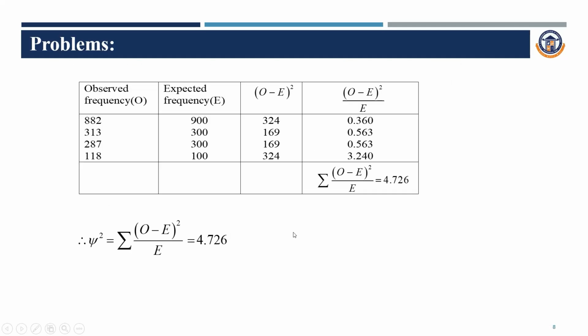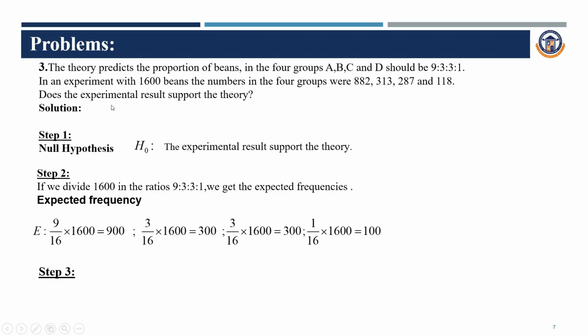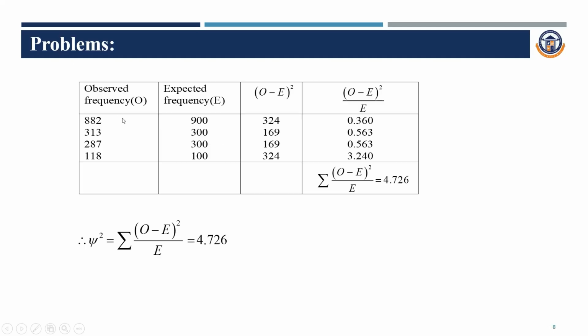Now we move to step 3. Step 3 is nothing but the tabular column. In the first column, we write the observed frequency. Actually, these given data are nothing but the observed frequency. So in the first column, we write O.